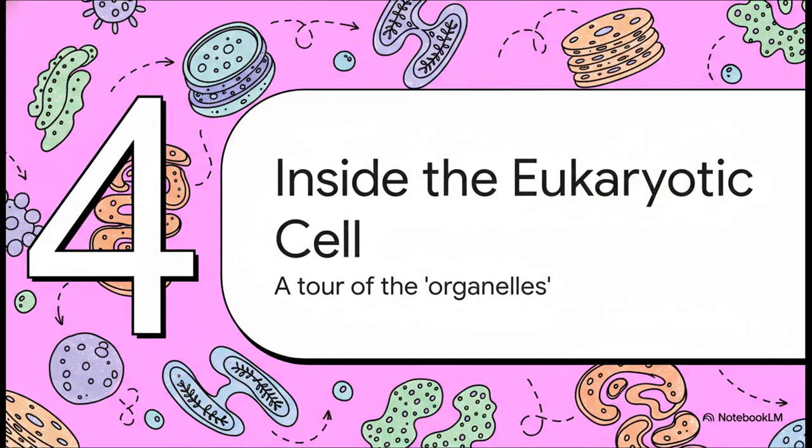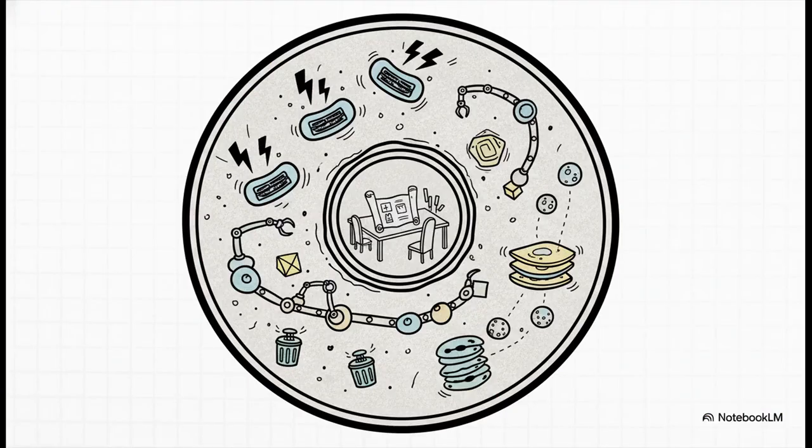Okay, so now that we've made that distinction, let's zoom in and take a tour inside one of those more complex eukaryotic cells. We're going to meet all the specialized little structures that make it tick. These internal structures are called organelles, which literally means little organs. And honestly, the best way to think about the whole cell is like a tiny bustling factory. It's got all these different departments, and each organelle has a very specific job to do.